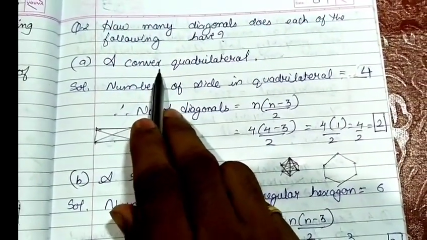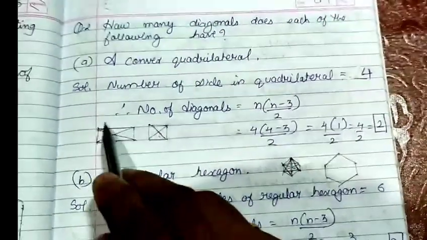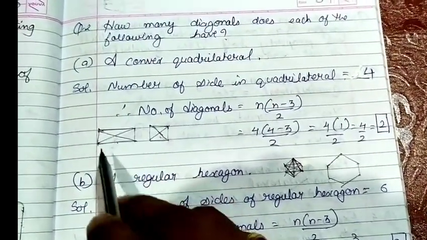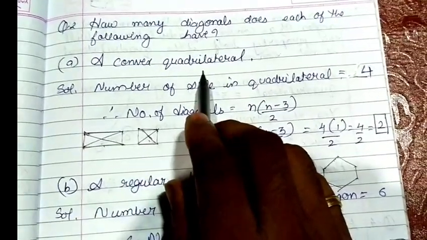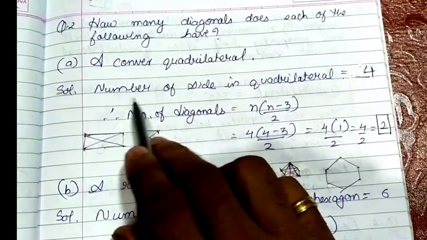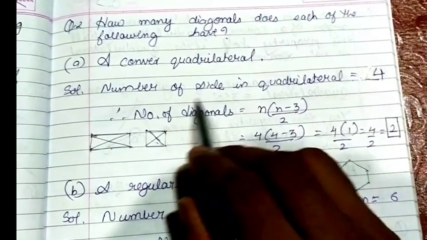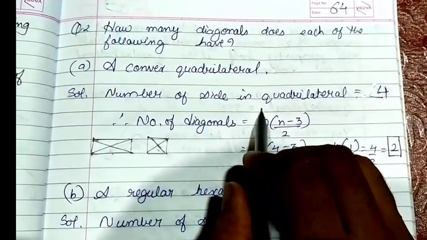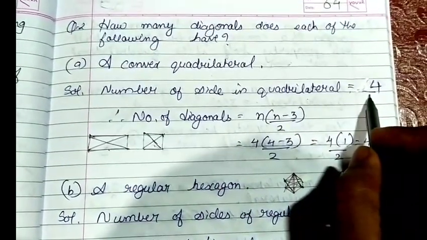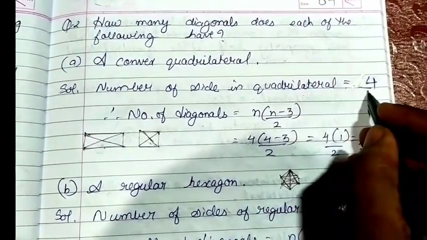As I told you, X, you have to remember this X. X means the diagonals should cross. Now before finding the number of diagonals this quadrilateral has, we have to find the number of sides in a quadrilateral. How many sides are there in any kind of quadrilateral? 4. So write down over here, that means the value of n is 4.